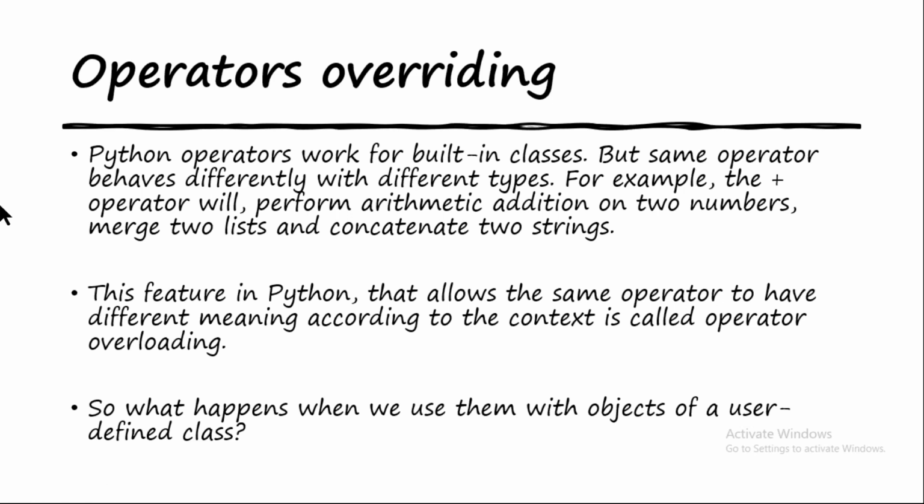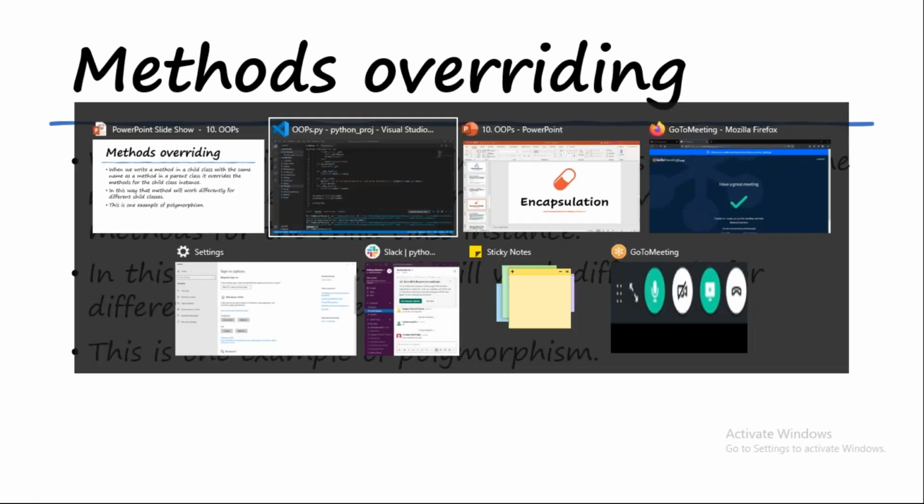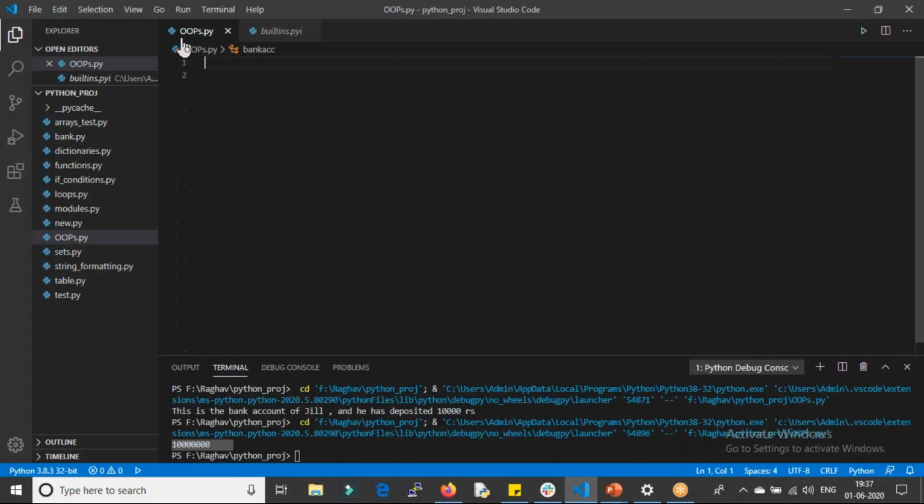So now let's see what is method overriding. What will happen in method overriding? Method overriding will work for inheritance. So I'll just take this out, and I'll take a new class, say animals.